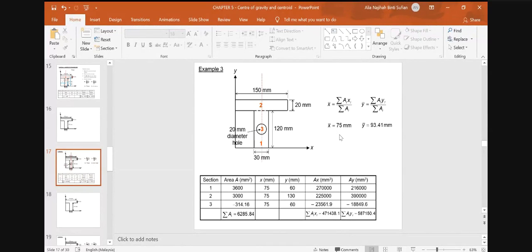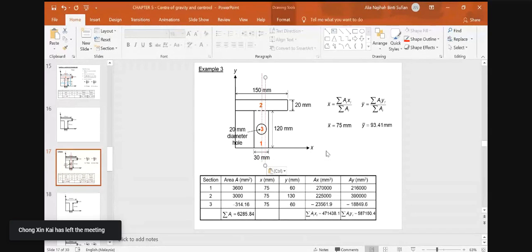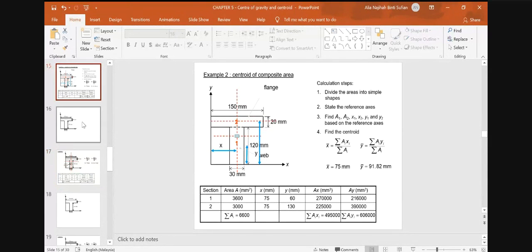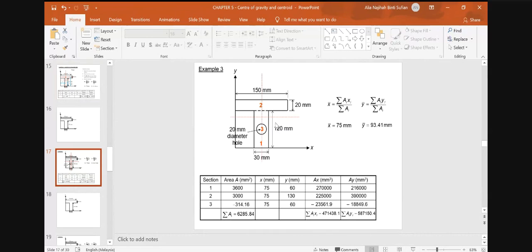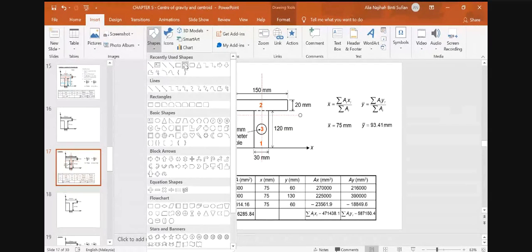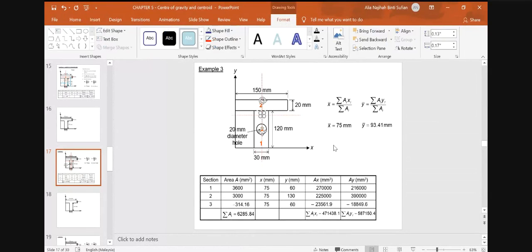We get X bar equal to 75 and Y bar is slightly higher than the Y bar before, 93.41. Let's see the previous example, 91.82. Okay, so this is slightly higher. Therefore, the centroid is also slightly higher for this composite area with a hollow. Okay, that is the centroid.